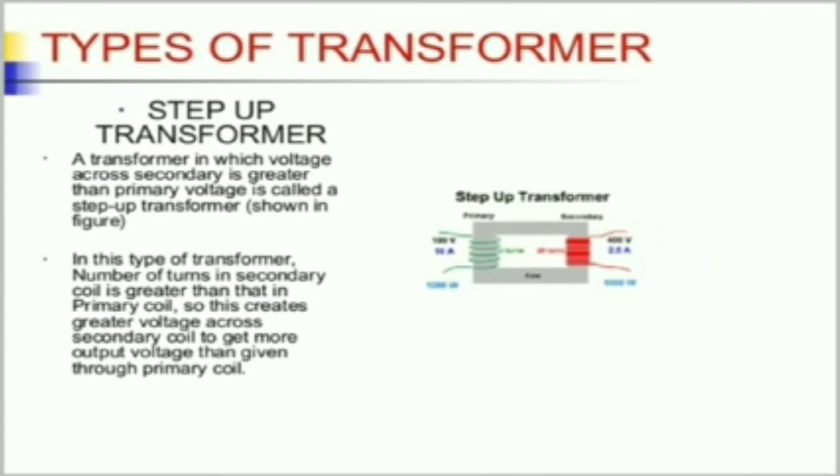Types of transformer. Step-up transformer. A transformer in which the voltage across the secondary is greater than the primary voltage is called a step-up transformer. In this type of transformer, the number of turns in the secondary coil is greater than in the primary coil. So this creates a greater voltage across the secondary coil, to get more output voltage than given through the primary coil.